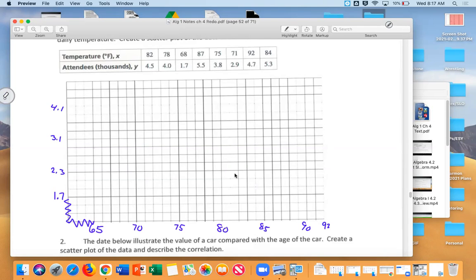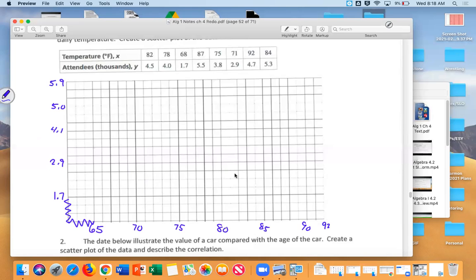By threes. All right, let's count by 0.3. 1.7, 2.0, 2.3, 2.6, 2.9, 3.2, 3.5, 3.8, 4.1, 4.4, 4.7, 5, 5.3, 5.6, 5.9. That worked.